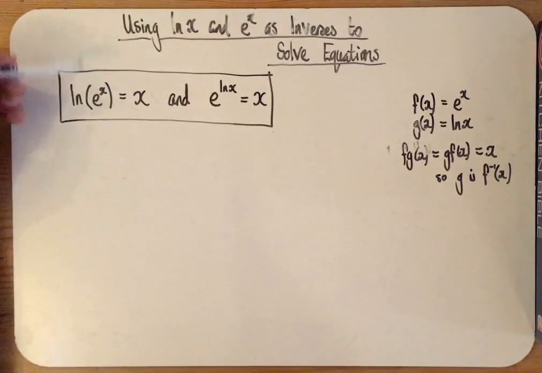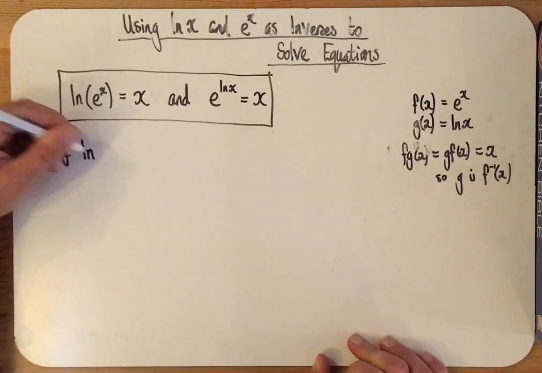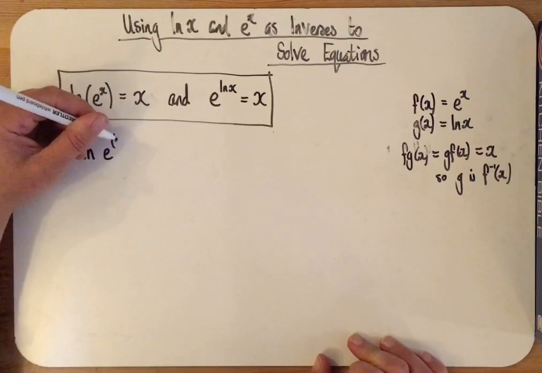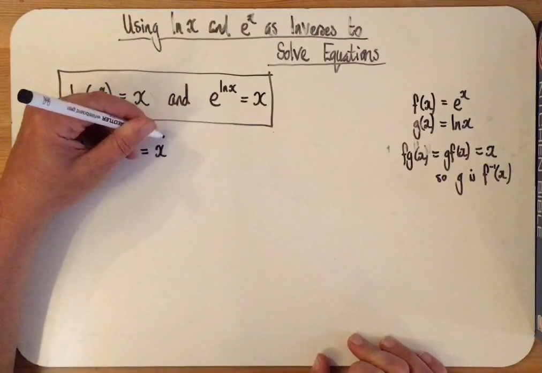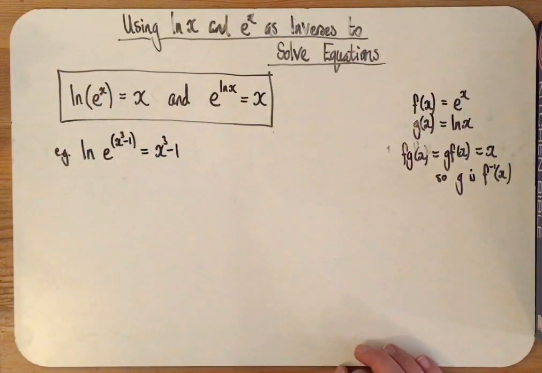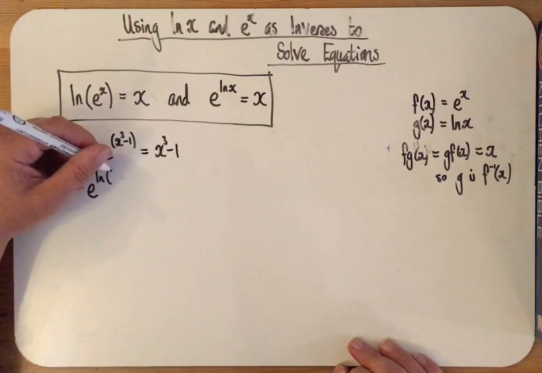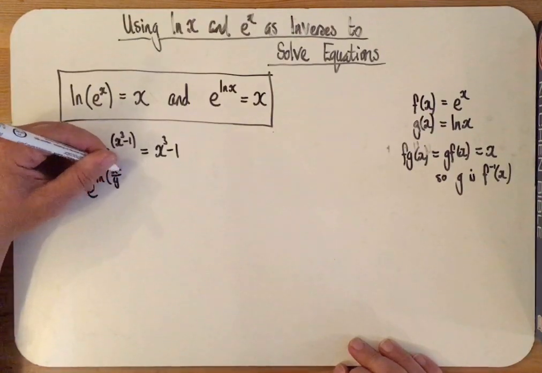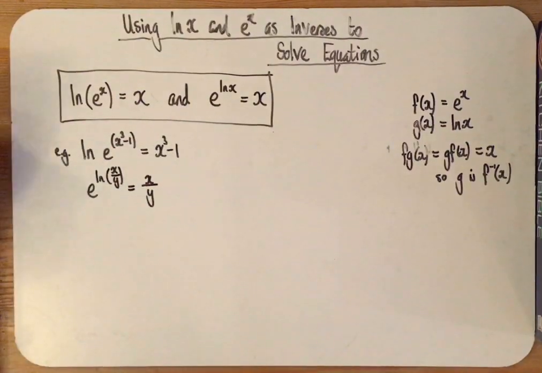This means that whatever you put in to here, it will map you back to where you started. So just to make that clear, if you do ln e of x cubed minus 1, that will equal x cubed minus 1. If you do e to the ln of, I don't know, I'm just putting something else in, x over y, then that equals x over y. So it just maps you back to where you started.